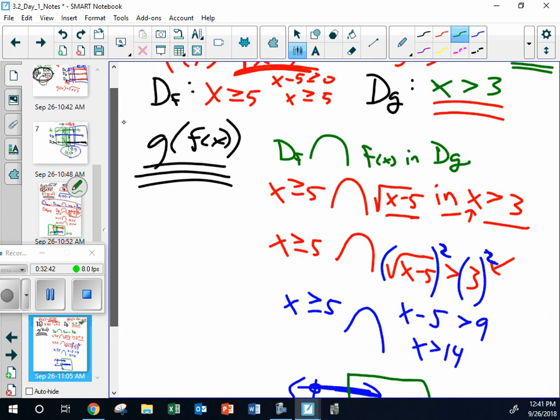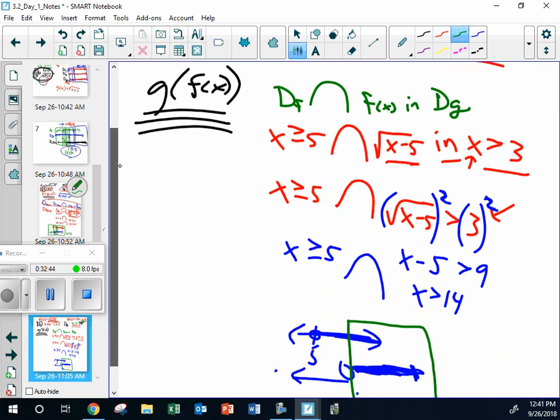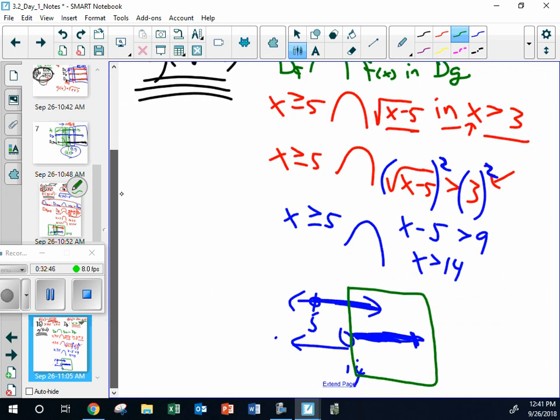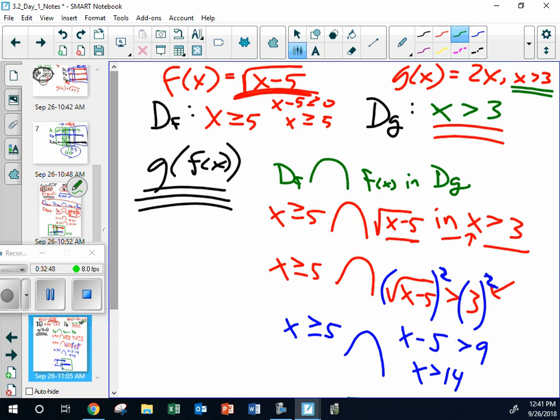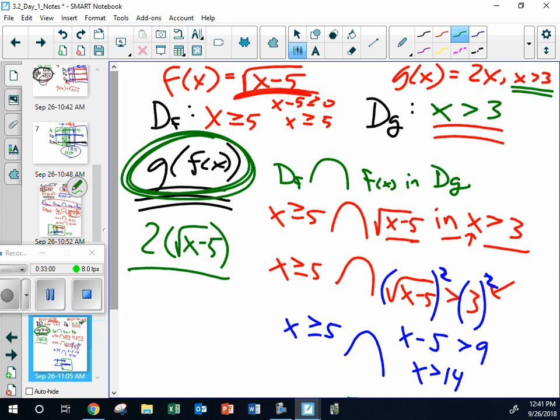Now, some people still feel like they got a shortcut on this and they can skip all that junk and just do this. They go, okay, I'm going to make the g function eat the f function, and I'm just going to look at that and see what its domain is. I'm trying to find the domain of this, right? So why don't I just look at it and say, what's its domain? It's not that simple.